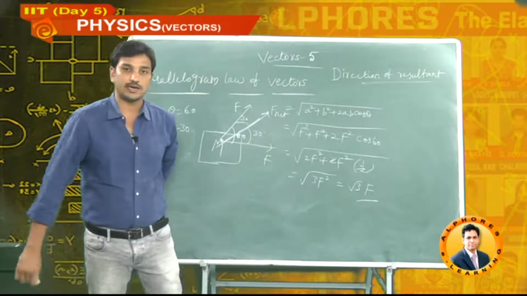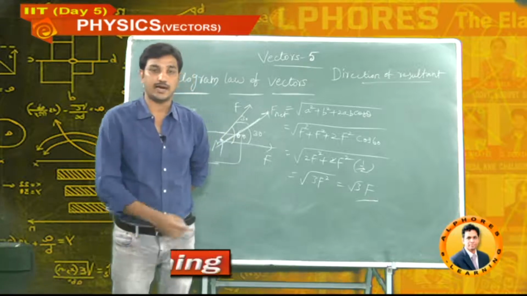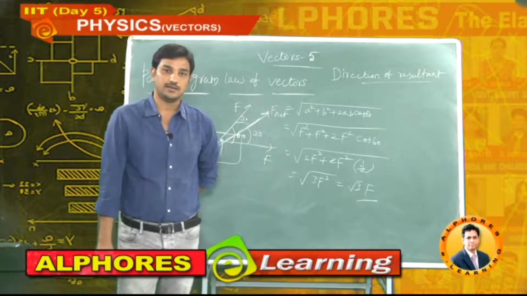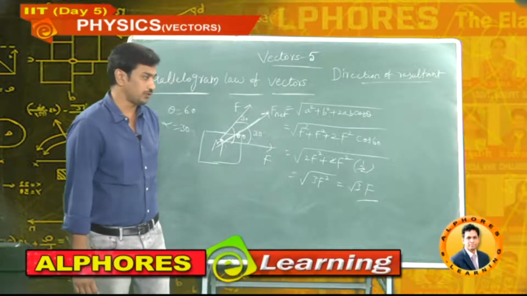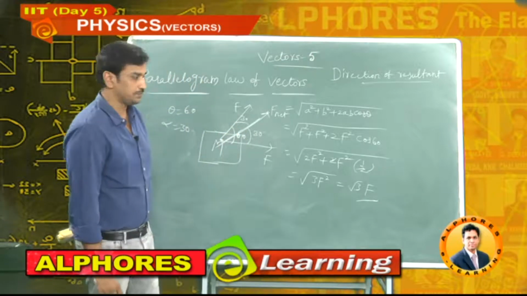So this also we will directly use in the numericals. Two equal forces having an angle of inclination between the two vectors of 60, then the resultant force is root 3 F and the angle with any one of the vectors is 30 degrees.